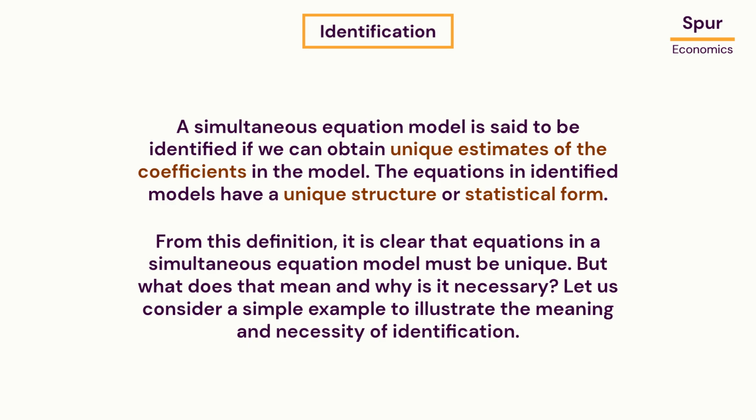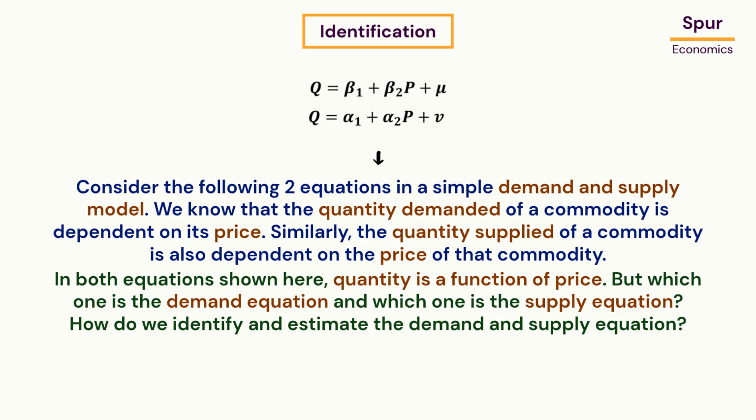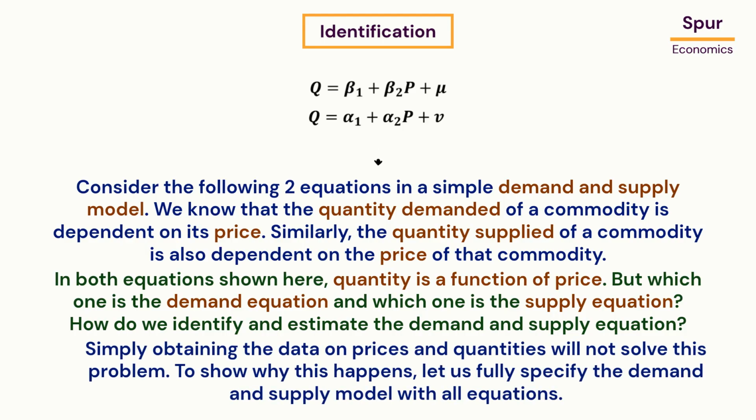Let us consider a simple example to illustrate the meaning and necessity of identification. Consider the following two equations in a simple demand and supply model. We know that the quantity demanded of a commodity is dependent on its price. Similarly, the quantity supplied of a commodity is also dependent on the price of that commodity. In both equations shown here, quantity is a function of price. But which one is the demand equation and which one is the supply equation? How do we identify and estimate the demand and supply equation? Simply obtaining the data on prices and quantities will not solve this problem.